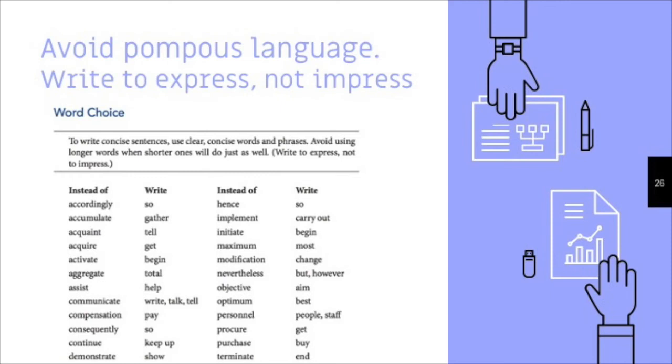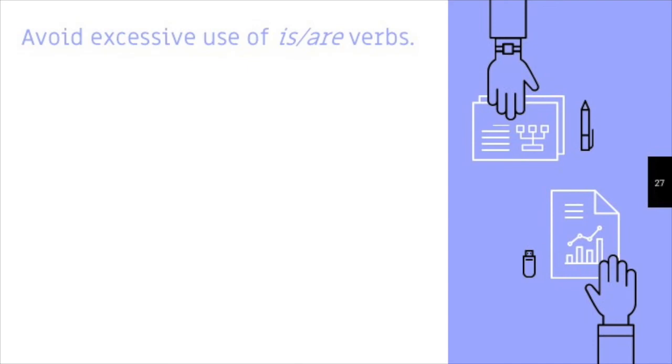The fourth and fifth keys, avoiding is-are verbs and using the active voice rather than the passive voice, are actually related to each other. And they're also related to one key we've already discussed about keeping subjects and verbs together. All three of these keys are really about keeping the focus of your sentences on actions.